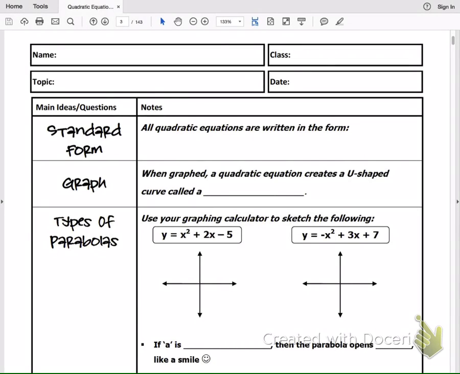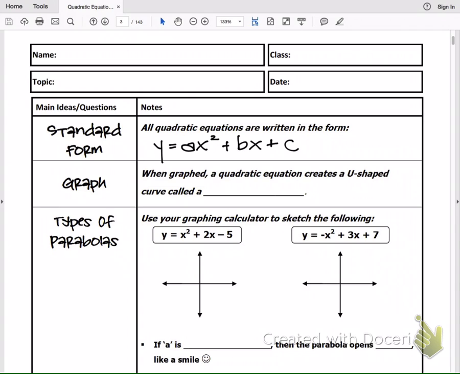So for today, we should already know that all quadratics are written in the form y equals ax squared plus bx plus c. Okay, that's our first blank there. That is how we solved when it got to factoring, when it got to quadratic formula, all of that stuff. So this is the same format. It's not going to change. You're still going to want everything on one side before you graph.